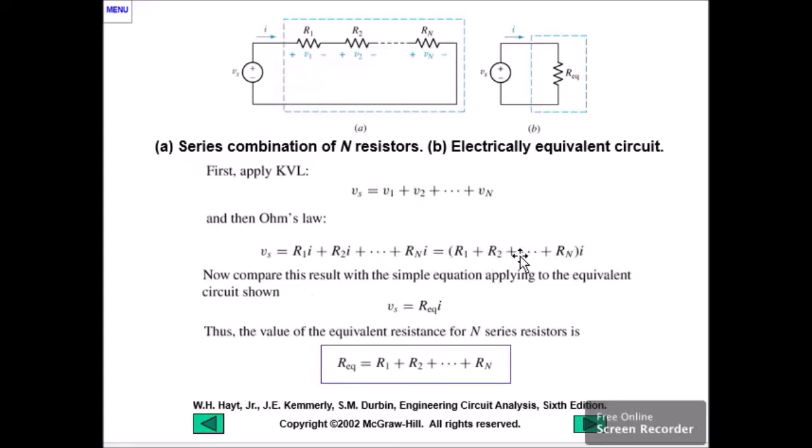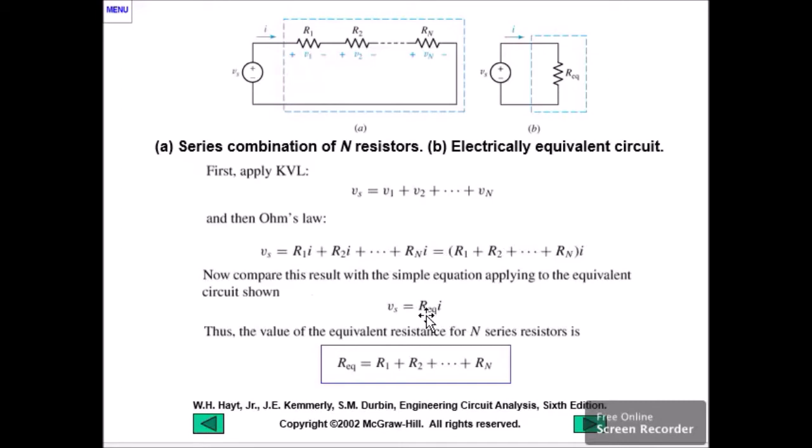And pwede mo din naman siyang, kasi same lang tong I na to na sinasabi natin, kasi series, okay? Pag series, same yung current. So, pwede mo siyang i-factor out. You are left with R1 plus R2 plus Rn, wherein sabi kanina, itong sum ng mga resistors na to, that is just your Req. Okay?